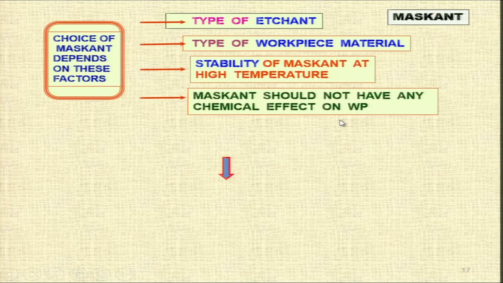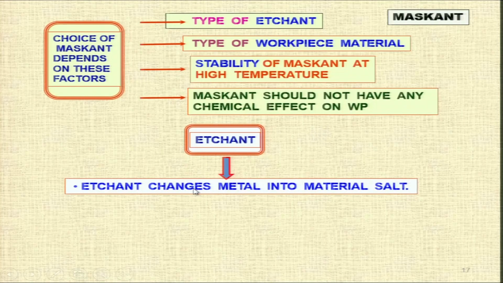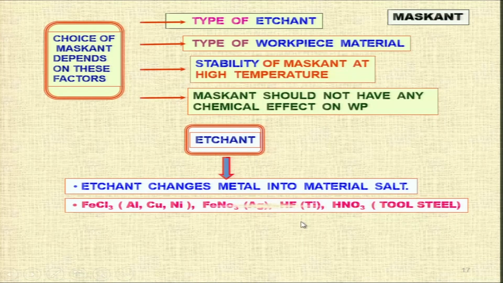This is a very important property of the maskant, that it should not react with the workpiece, otherwise it will get damaged. The etchant changes metal into material salt, because a chemical reaction takes place between the etchant and the workpiece material and it prepares material salt, and that is residue and it has to be removed from the etchant bath.